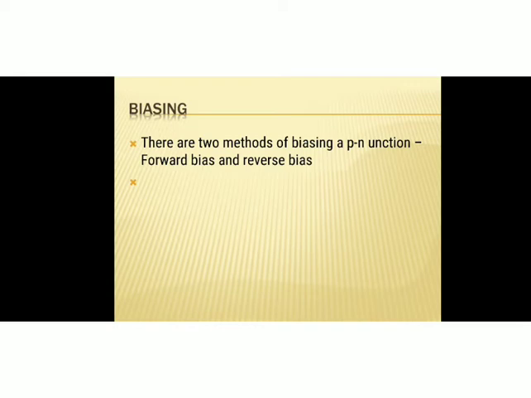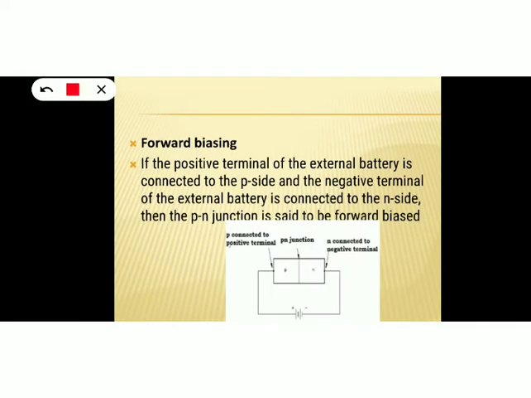So biasing means applying external voltage to the diode, and we can apply external voltage to the diode in two ways. Accordingly, there are two types of biasing: forward biasing and reverse biasing. First, let's discuss forward biasing.